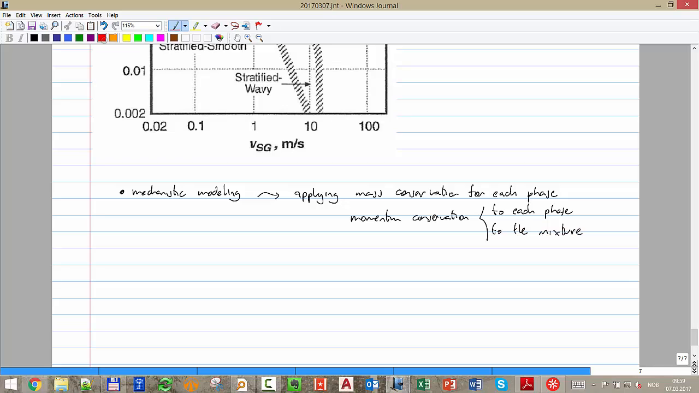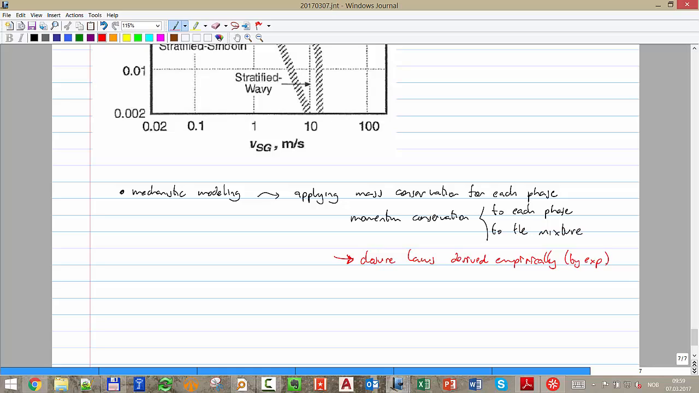And then on top of that, when I apply the equations, we won't go into detail, but you will see that you have more equations than unknowns. So you need some additional things. You need some closure laws that are derived empirically, that are derived by experiments.